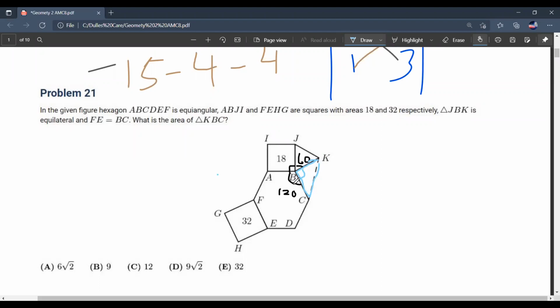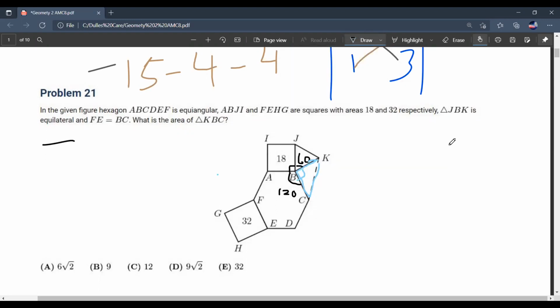So how do we find BK? Well, we can figure out the length of AB and JB, because IJBA is a square. So then JB is equal to square root 18.